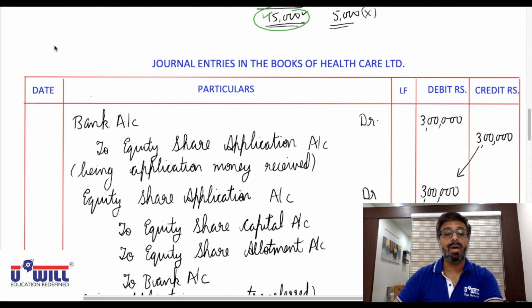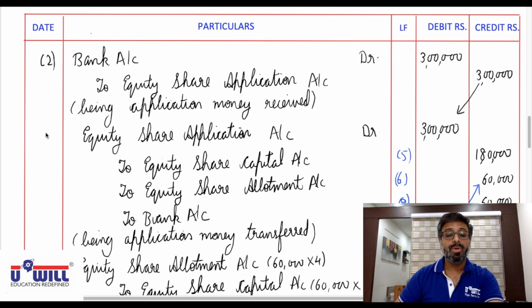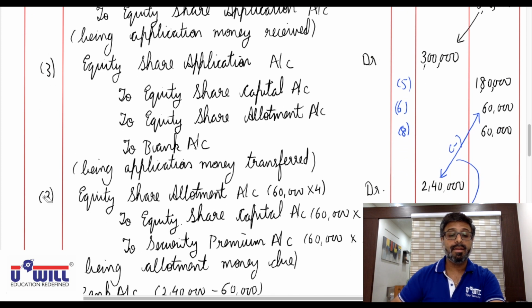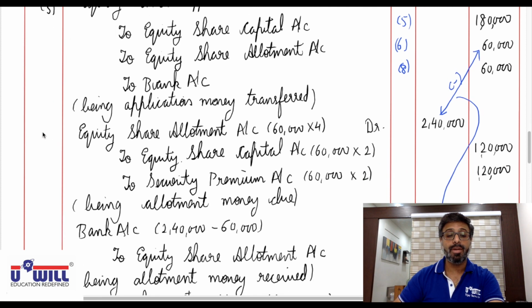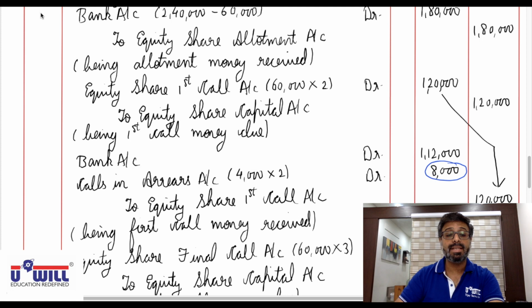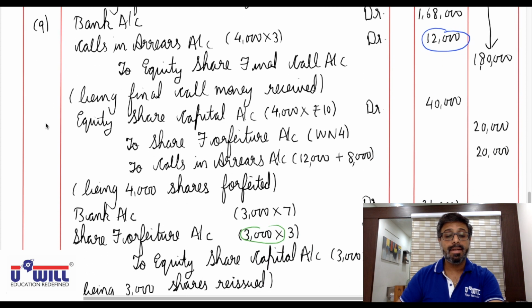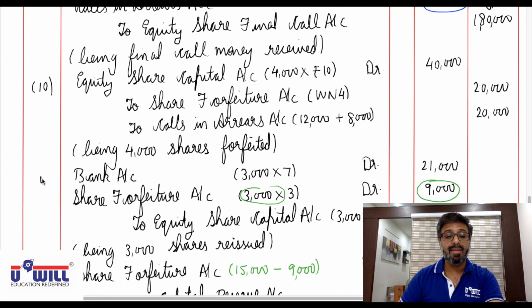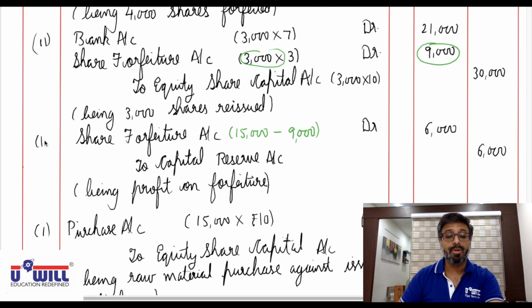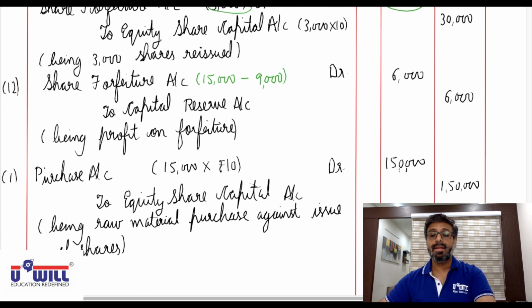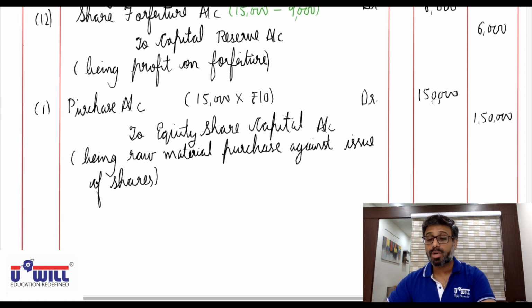This would be your entry number 1, and then this will become entry 2, application money received 3, then 4th would be allotment money due, 5th will be allotment money received, 6th will be call money due, 7th will be call money received, 8th will be final call money due, 9th final call money received, 10th forfeiture, 11th reissue, and 12th profit. Okay, so this entry should come in the beginning. 16,96,000 we already got as the total. In that we'll add 1,50,000. So 18,46,000.